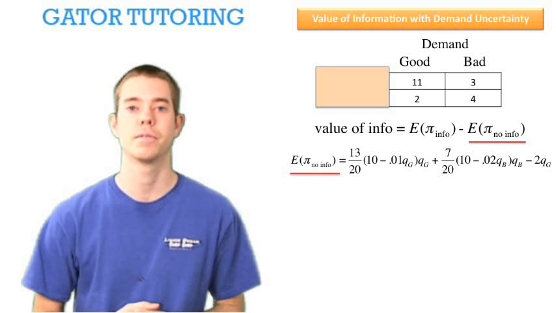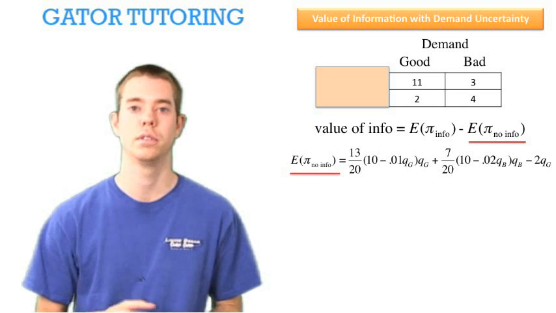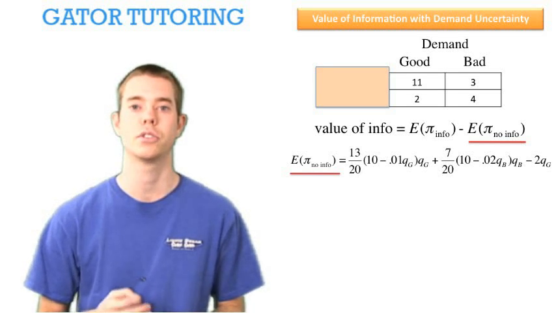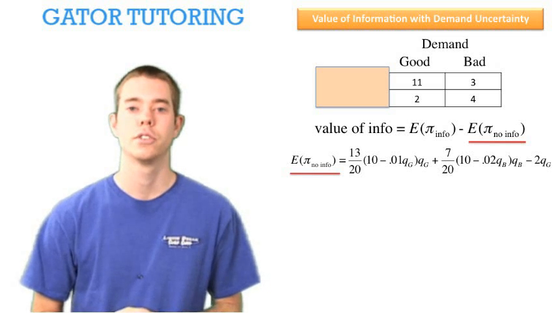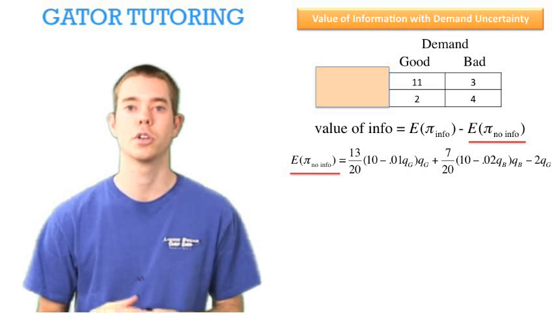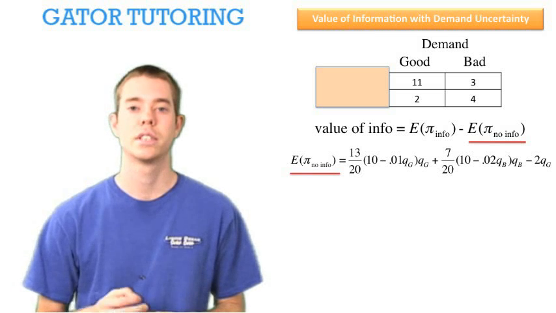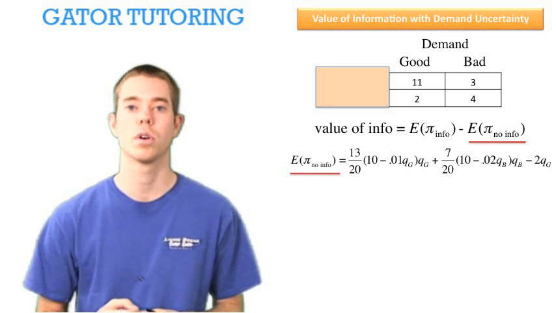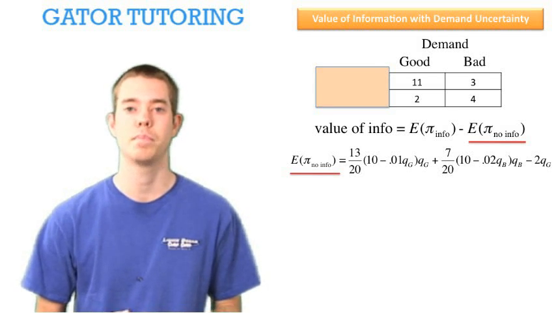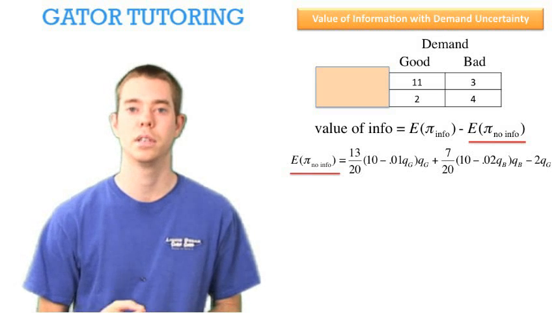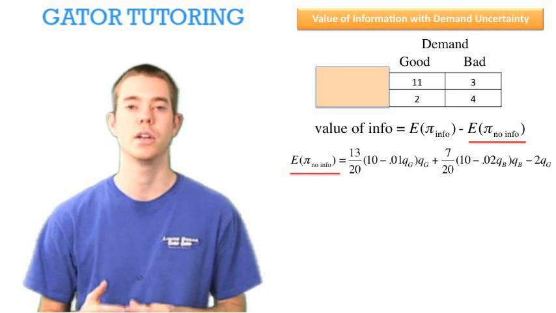Filling out our profit function, we're going to use 13 divided by 20 as the probability that we have a good period. That is because we can add our actual good periods: 11 plus 2 is 13. So that is the probability that goes with our good period information, which is an inverse demand in this case. The 7 out of 20, or the 3 plus 4, is the probability we'll have a bad period. So that's going to be the probability that goes with our bad period information.